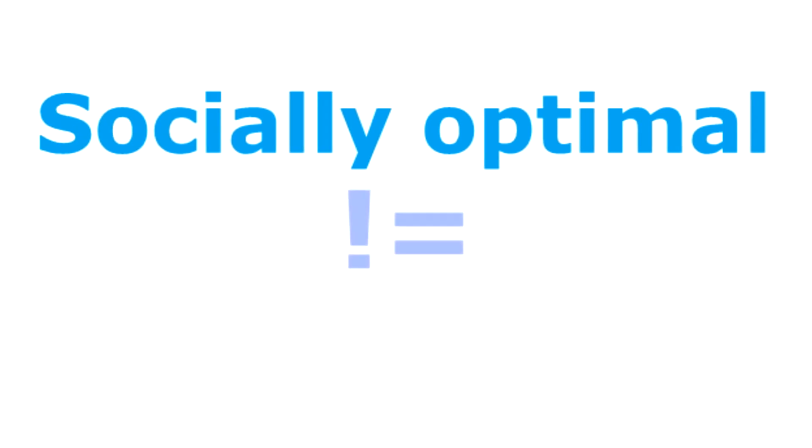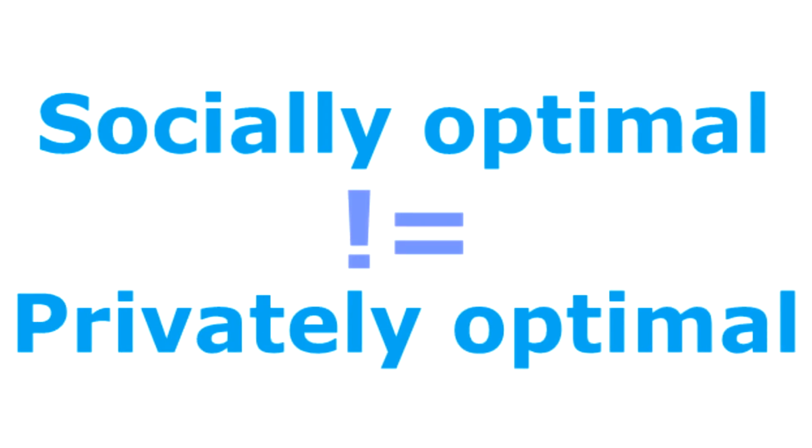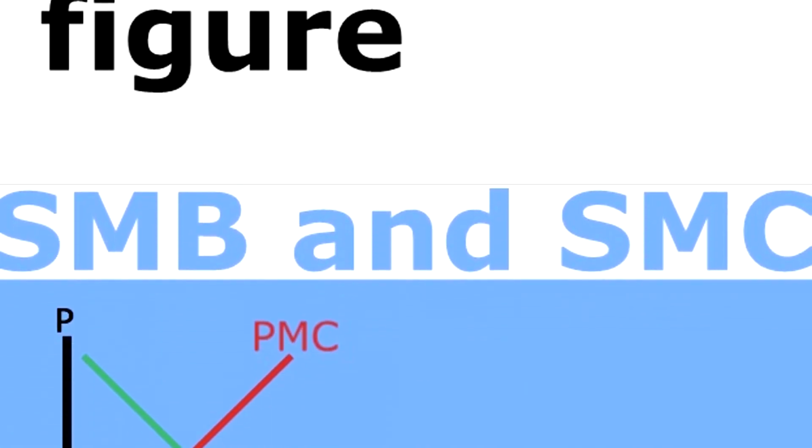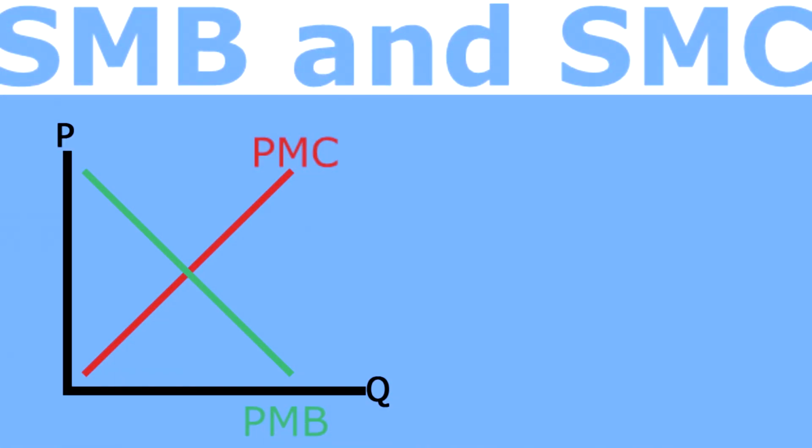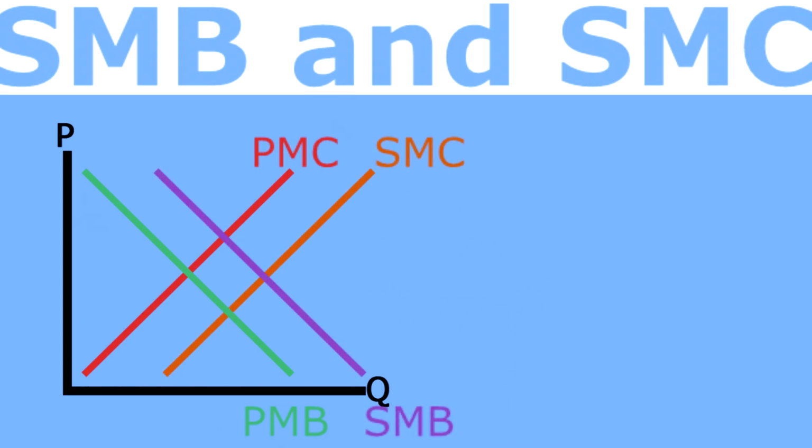What we can see from this example is that the socially optimal decision and the privately optimal decision do not always align, and so externalities are a form of market failure. On our drawing, we can illustrate this by considering two additional curves, the social marginal benefit curve and the social marginal cost curve.